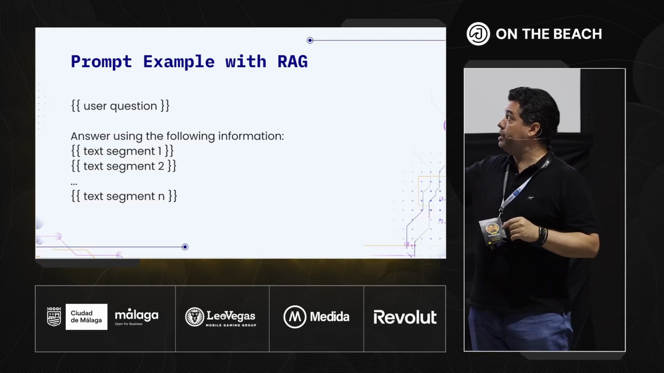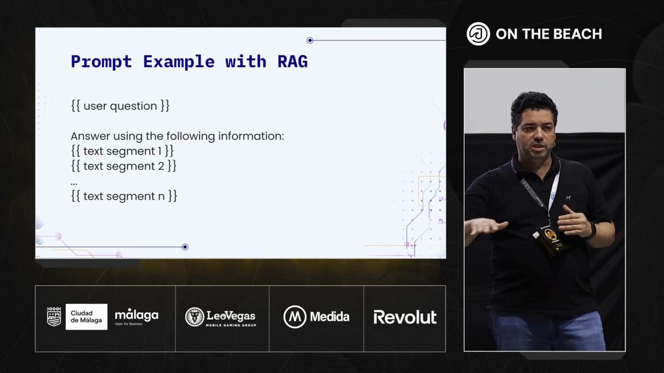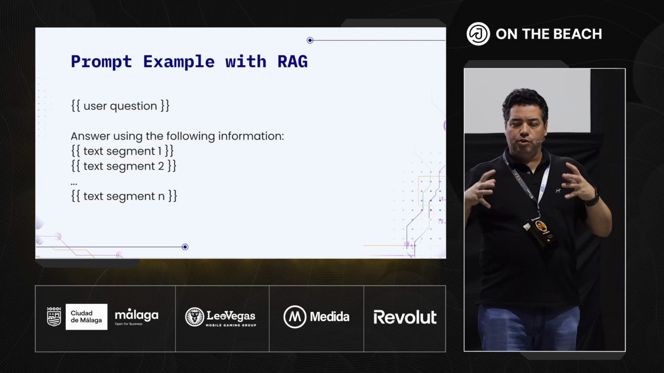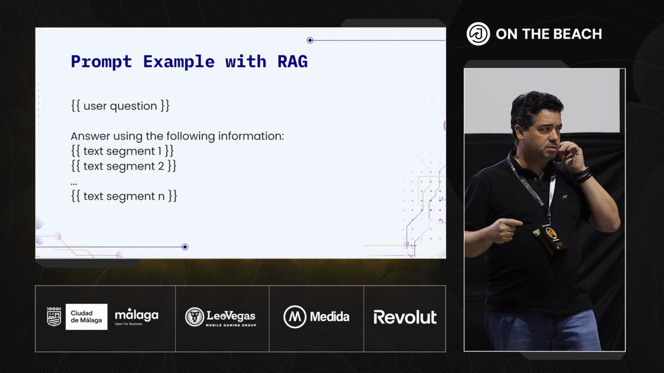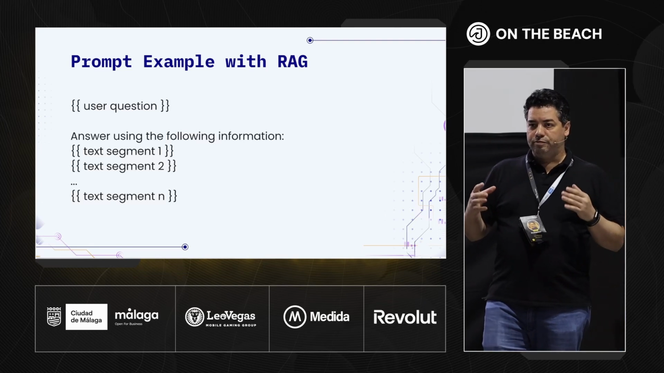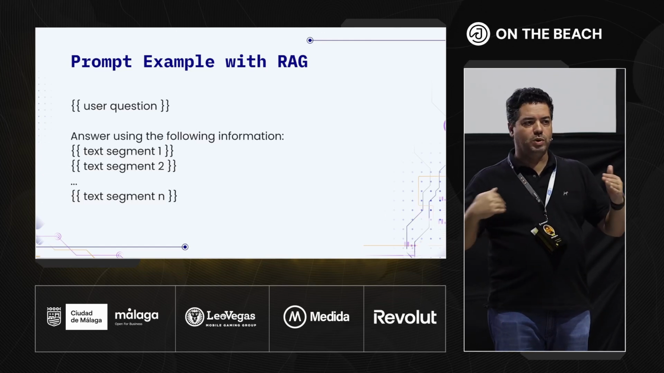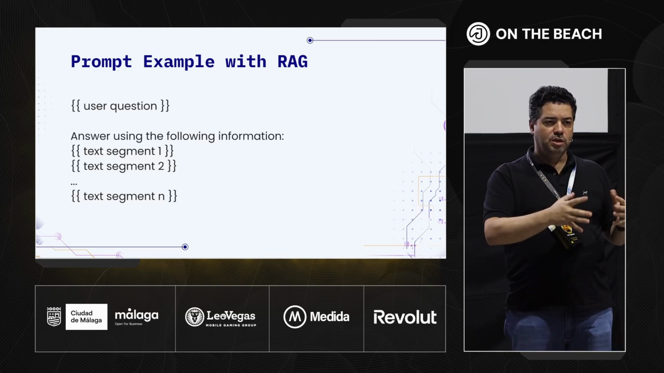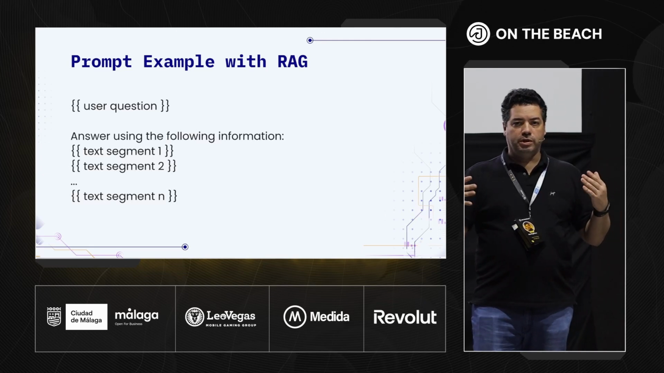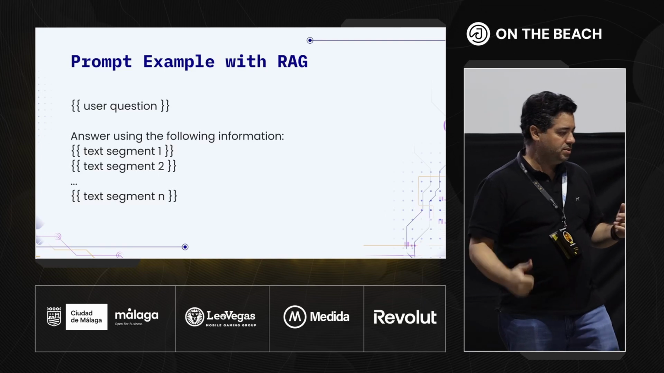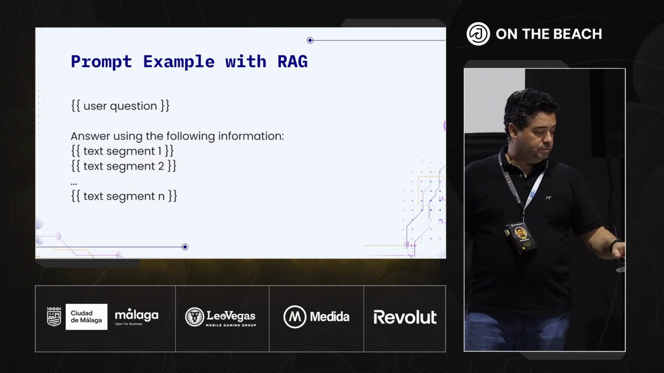Just an example, if you look here, we have the user question, answer using the following information, and you put the text segments there. One important thing is that when you query your vector store with the vector embedding that originated from the user query, you want to get a few text segments. You don't want a lot of results, because the output from the LLM will get confused and will produce worse results. So you want your vector store to be more precise and accurate when producing the text segments. The fewer text segments the vector store produces, the better results you probably get from the LLM.